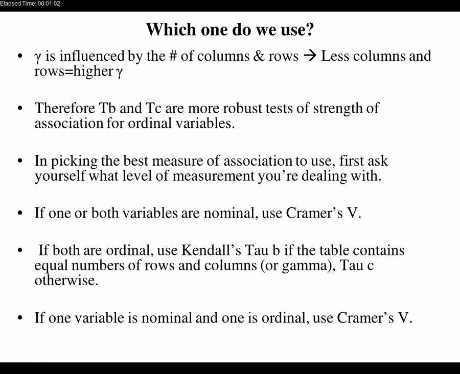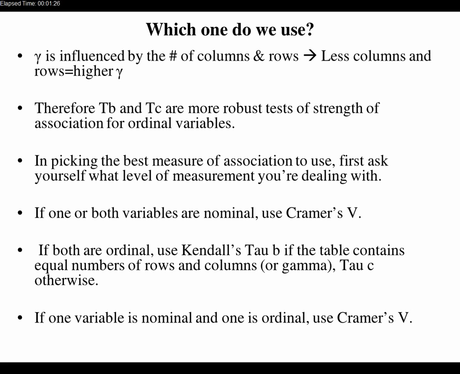Which one do we use? Well, don't forget, we talked about this. Gamma is influenced by the number of columns and rows. The fewer the columns and rows, the higher the gamma. Therefore, tau b and tau c are a more robust test of strength of association for ordinal variables, okay? And these are the things that you need to know, so you take notes and keep these in your notebook.